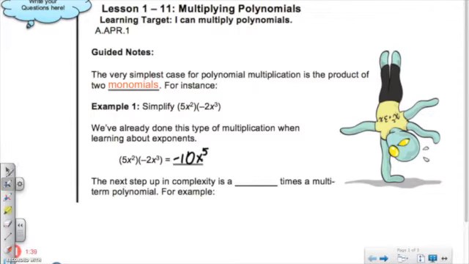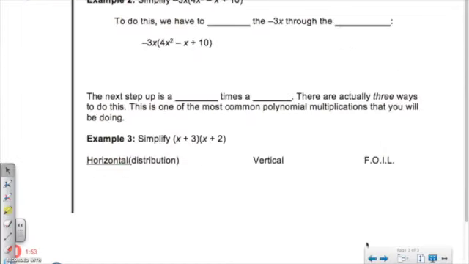The next step up, if you're trying to get more complex, is multiplying a monomial times something with more terms, either a binomial or something with 3 or more terms. So an example of that would be something like this. We've got negative 3x, there's my monomial, and I'm multiplying it by this trinomial, 4x squared minus x plus 10. To do this, what we're going to do is we are going to distribute that negative 3x throughout the parentheses.